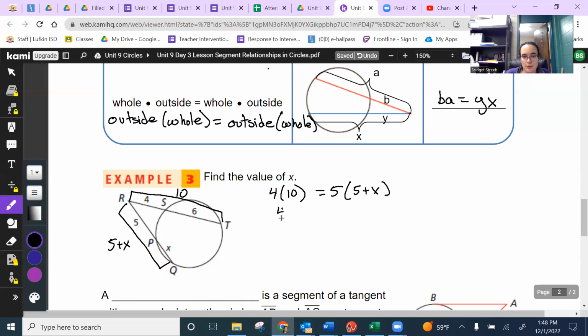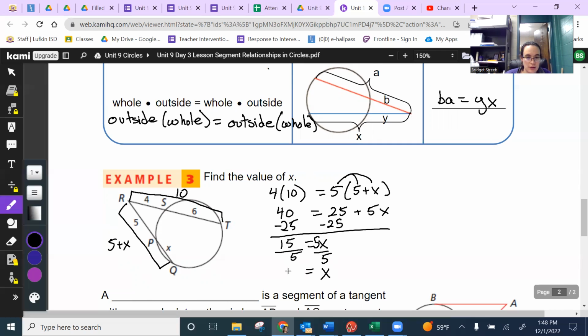So 4 times 10 is 40 equals 5 times 5, which is 25, plus 5 times x, which is 5x. Subtracting 25 from both sides, and we get 15 equaling 5x, sorry. Then we're going to divide by 5, so we get x equaling 3.